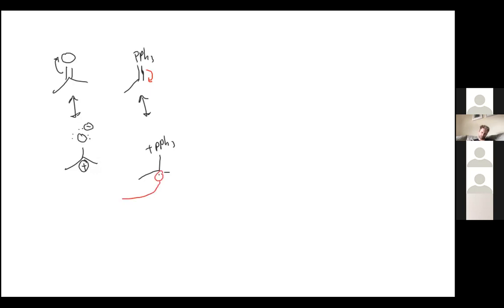So this is going to attack the positive, and then our negative up here is going to attack this positive. We would make this 4-membered ring structure. It is going to quickly fall apart.